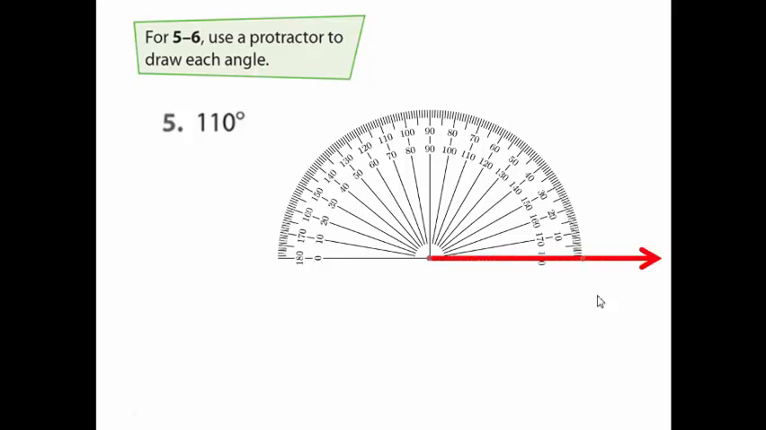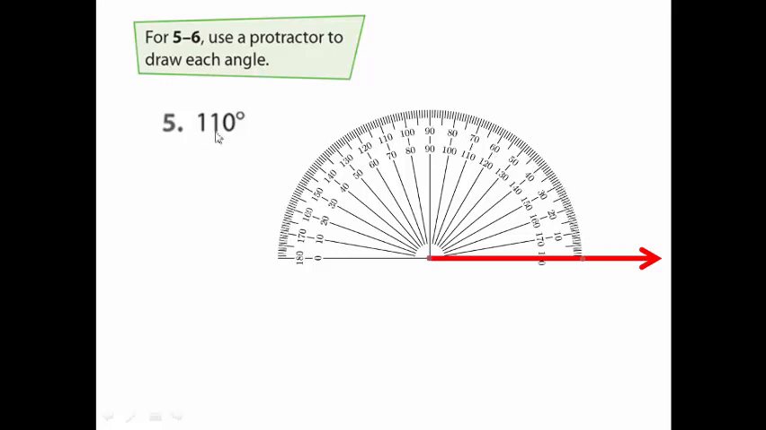Then draw the first ray. So now look at the question. He wants you to draw an angle with the measurement 110. Okay, as we learned before, I will start from the first ray to see where the second ray is.